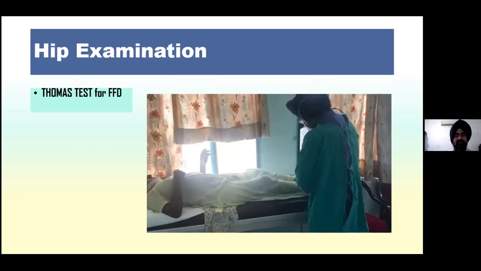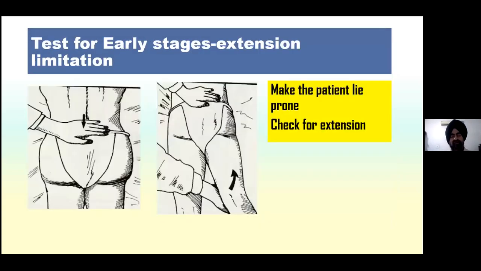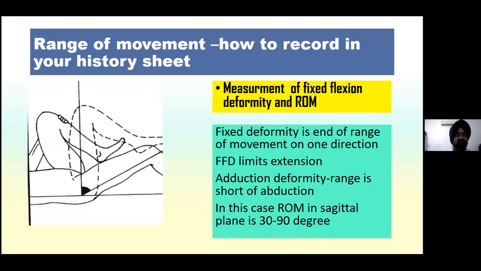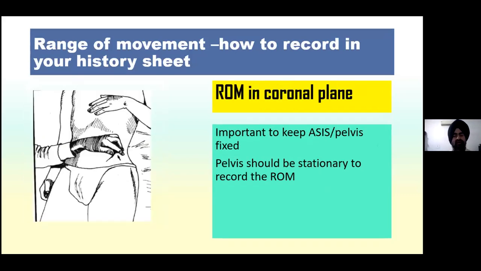Then for checking the limitation of extension, we can make the patient prone and check for extension. This is how the range of motion is documented, from the fixed flexion deformity up to further. See, in this case, the range of motion in the sagittal plane is 30 to 90 degrees. Then range of motion in the coronal plane. It is important to keep the pelvis fixed. Pelvis should be stationary when we are recording the range of motion.